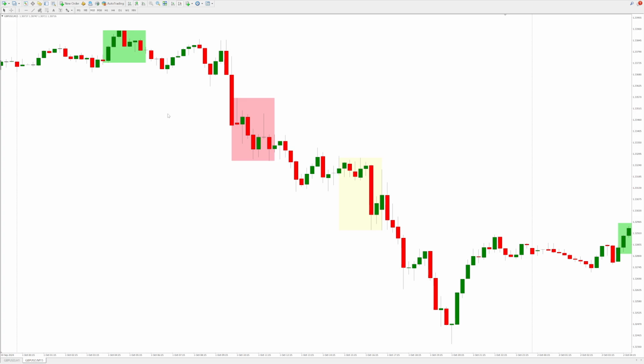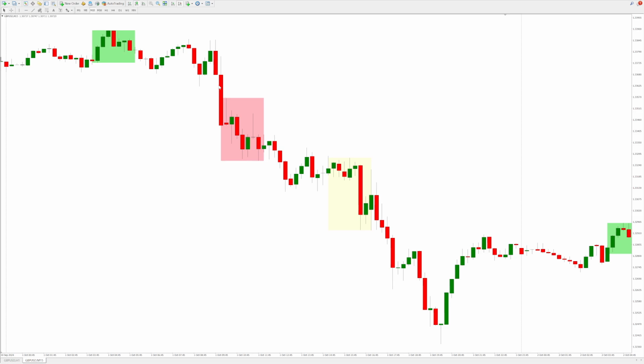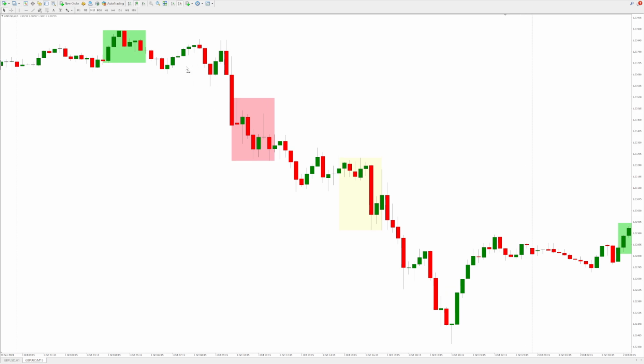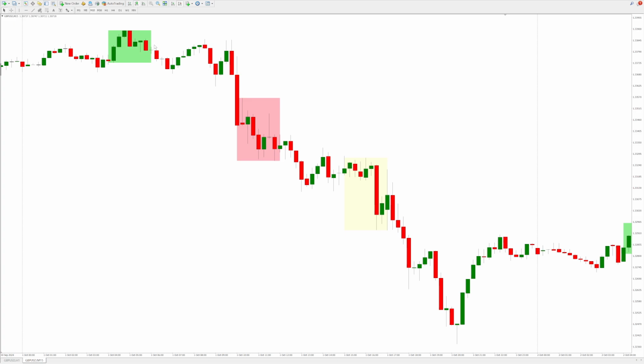So what are ICT Killzones? Basically it's a fancy name for trading hours which have the most volatility. It does depend on the currency pair that you are trading, but we'll get to that in a minute. First of all, I've used an ICT Killzones indicator to mark the kill zones here on the chart. I've color coded them accordingly.